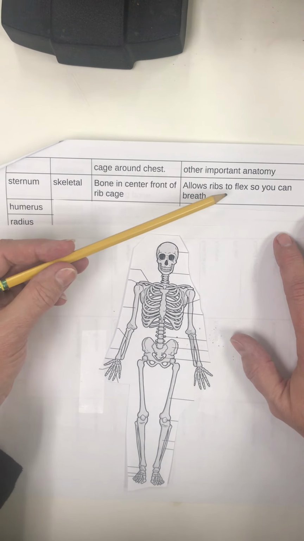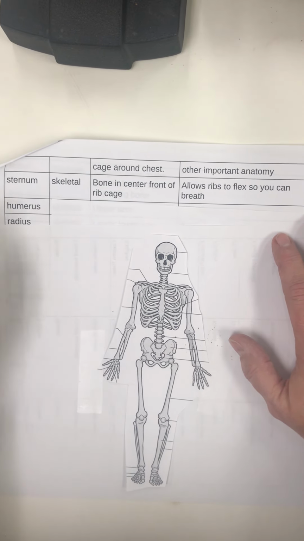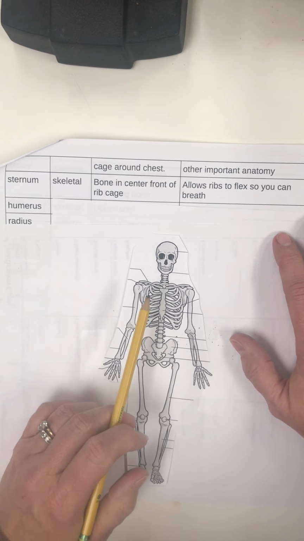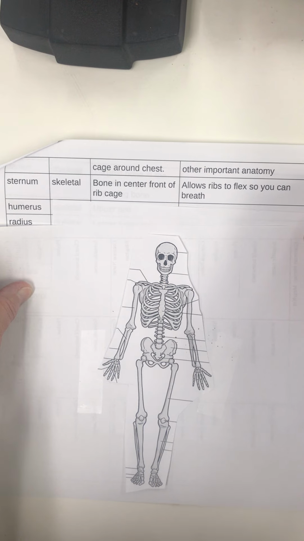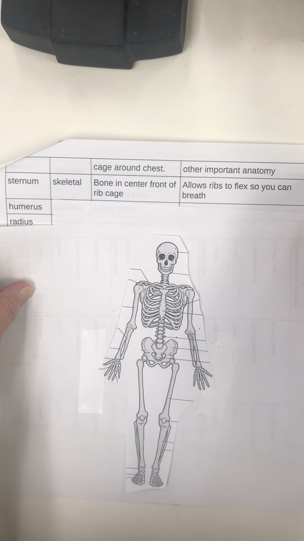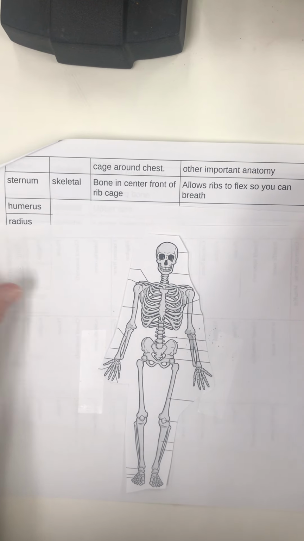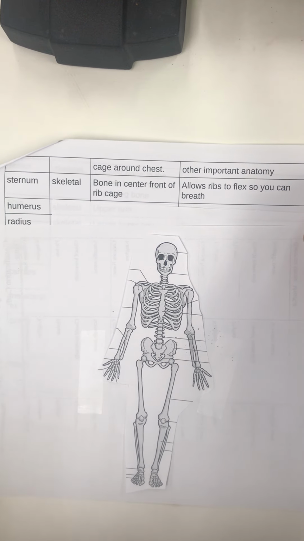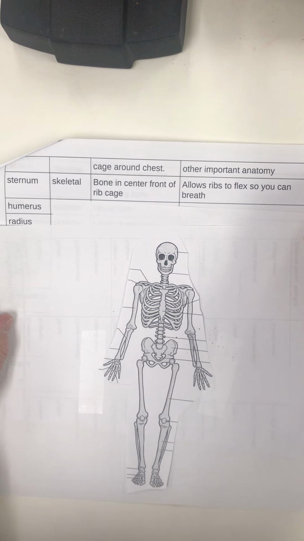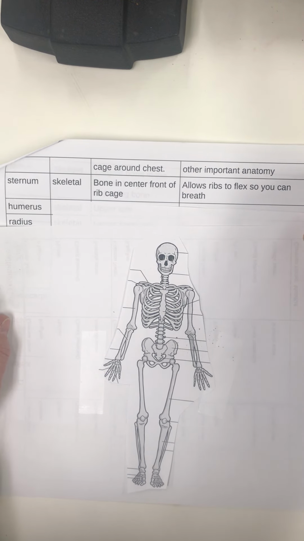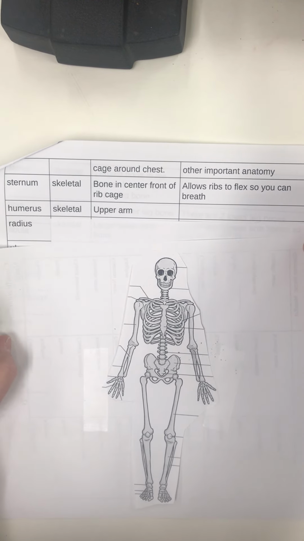It says it allows ribs to flex so you can breathe. That connection here allows some flexation. If your ribs can't flex, then you can't breathe, which is why, when you break a bone, doctors will usually isolate it, or make it so the bone can't move so it can heal. But if you made your ribs so they can't move, then you would suffocate. So ribs are very difficult to heal.